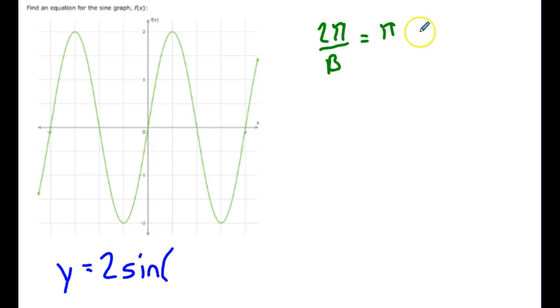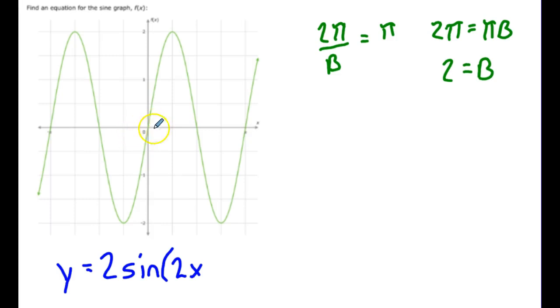Now if we solve to get b isolated by itself, 2 pi is equal to pi times b. And just like the last problem, we simplify and get a b value of 2. So inside parentheses, we have 2 times x. Now we would look and see if there's any horizontal shift. If we're starting at the origin with the sine function, that means there's no horizontal or phase shift. We're not shifting up or down, there's no vertical shift. So this is the equation of the sinusoidal.